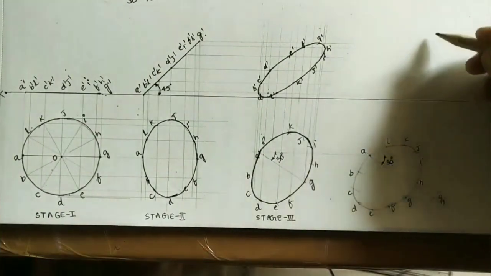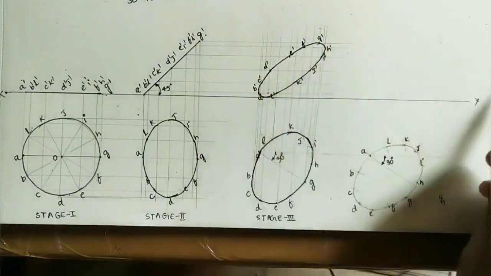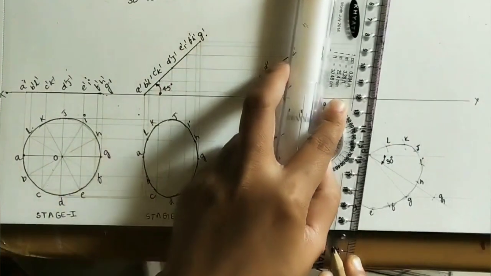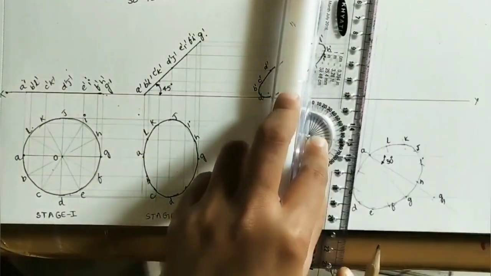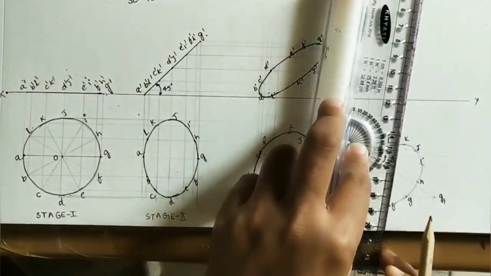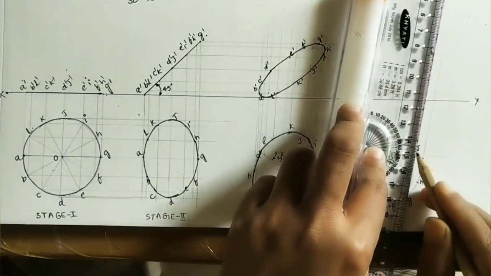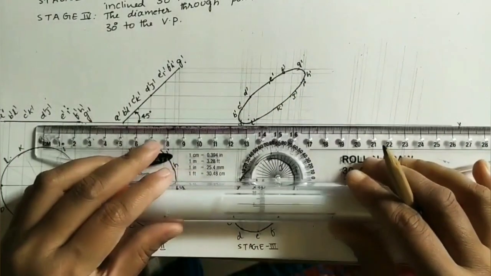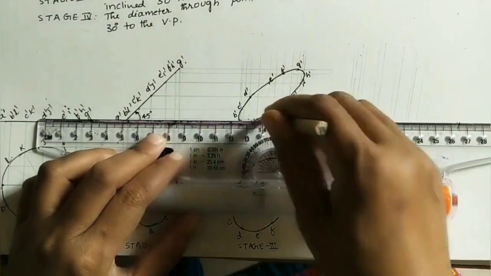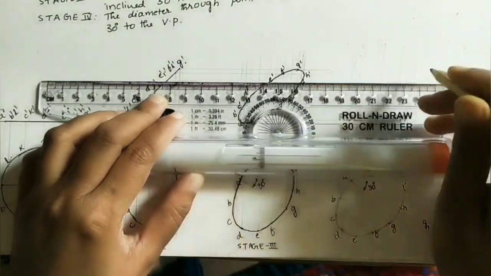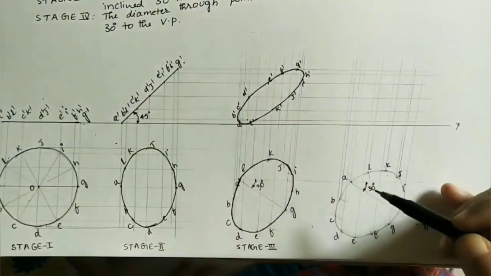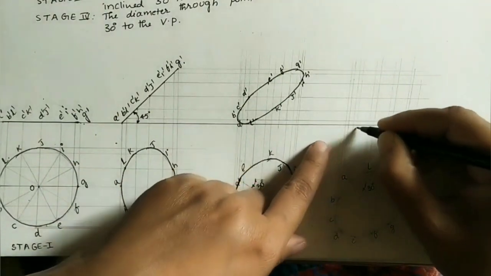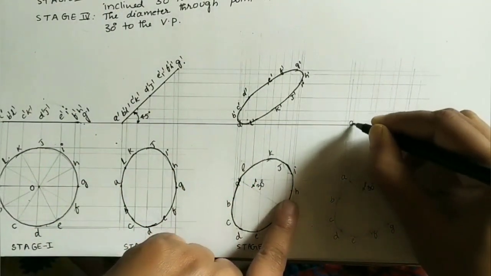Draw the projector lines at all points, and from these points also draw the projector lines. Take any one of the lines as a reference line. Take this as a reference line. Take the intersection points. A vertical line, here a horizontal line. Take this as A dash.